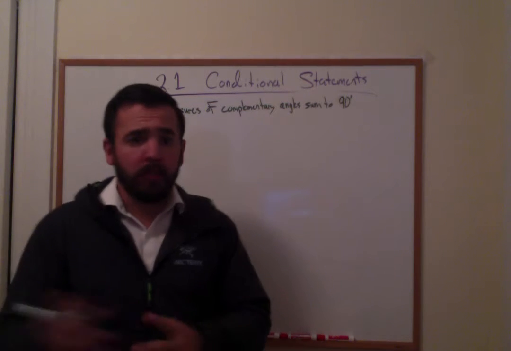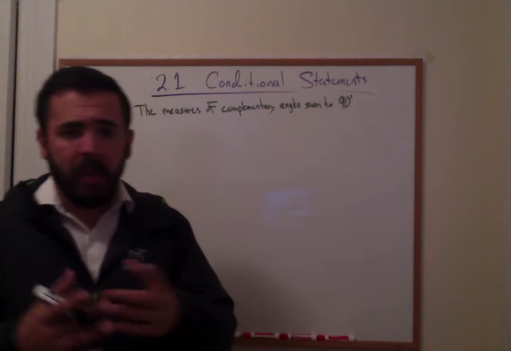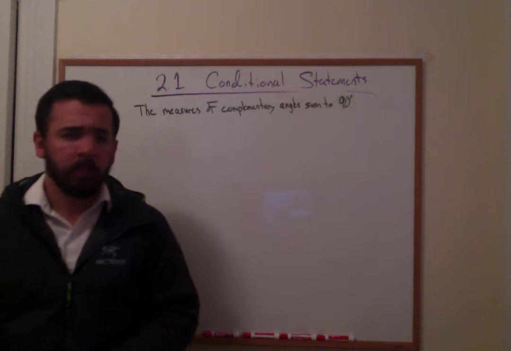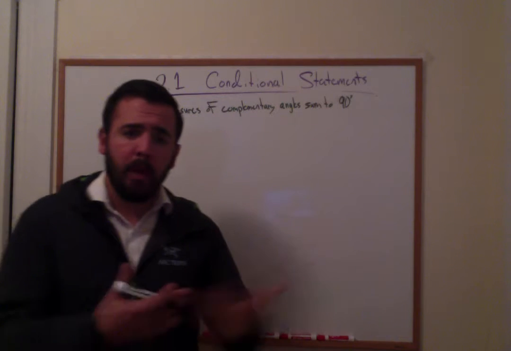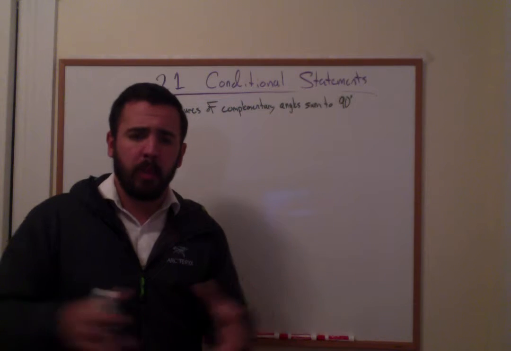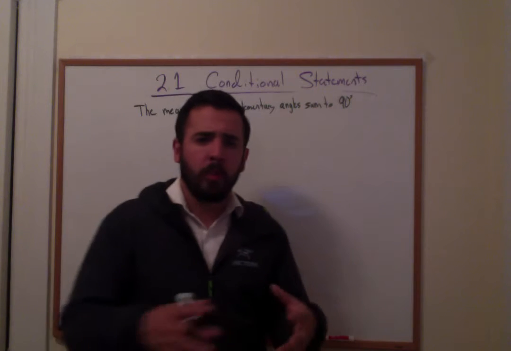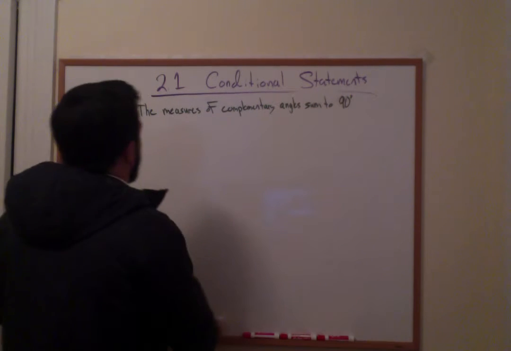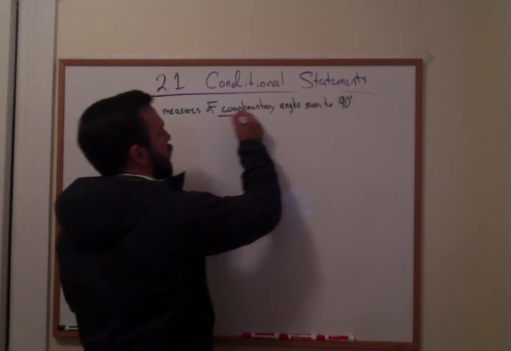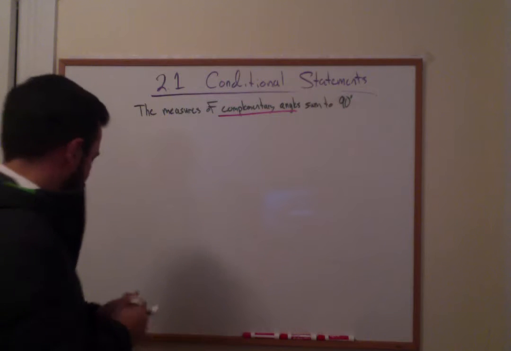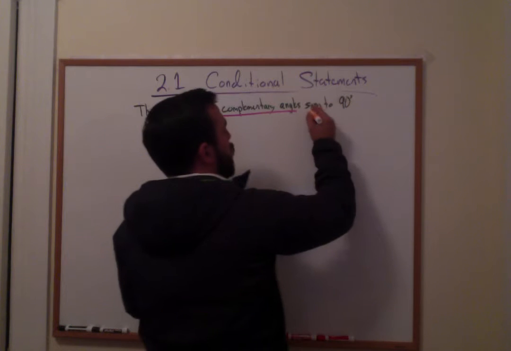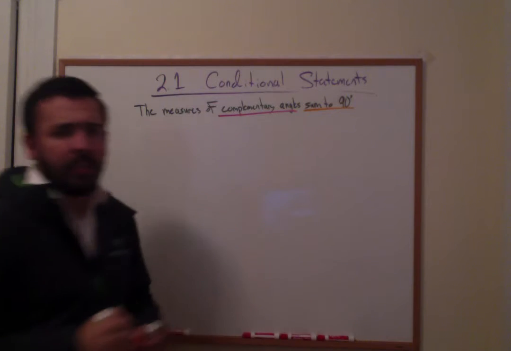Now, some statements might seem a little bit vague as to what the hypothesis would be and what the conclusion would be. This is kind of one of them. It might work both ways. So let's just go ahead and say the beginning portion is going to be our hypothesis. The second portion is going to be our conclusion. So we can say the measures of complementary angles. Complementary angles would be our hypothesis, and the conclusion will be that they sum to 90.